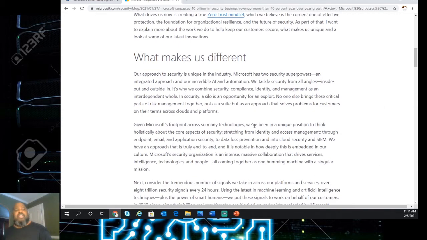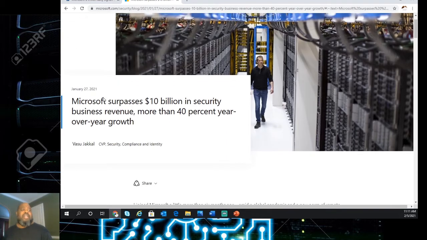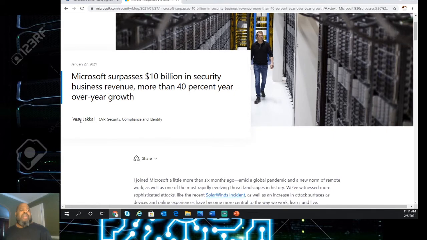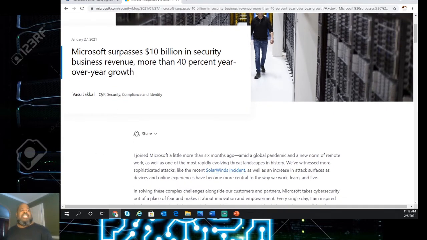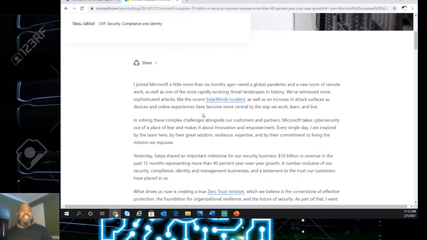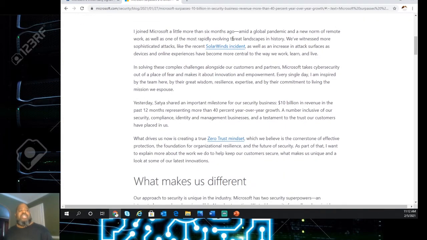Once again, I put all the articles in the description box. So that's him, Vitek Jacko. I'm probably messing his name up. He's a CVP of Security, Compliance, and Identity. He said he joined a little more than 6 months ago.